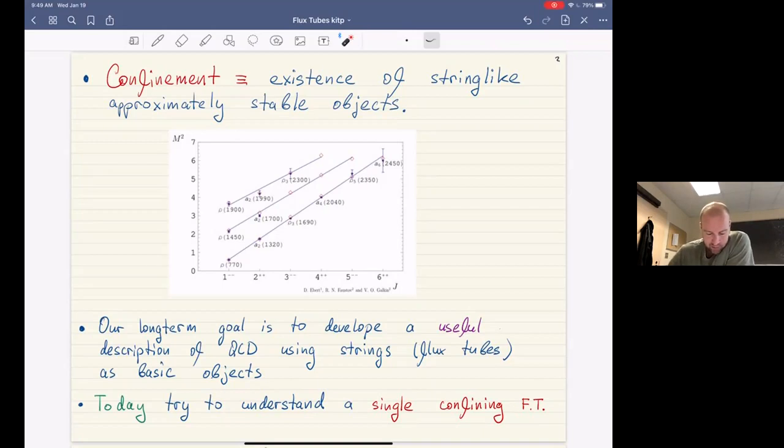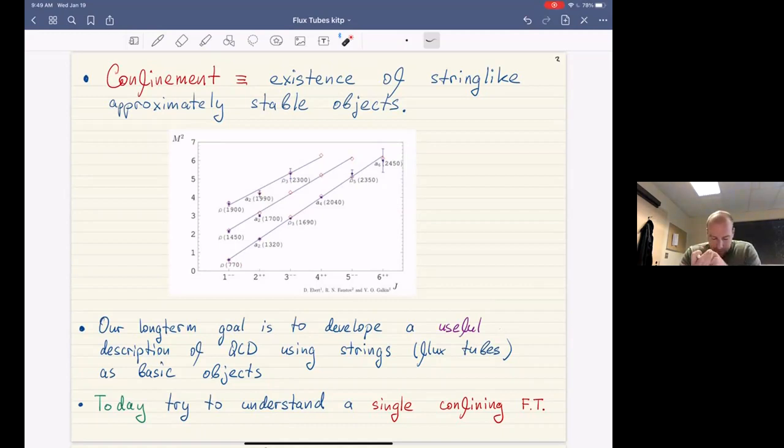at experimental plots of the meson spectrum, the famous M squared versus J plot, and we see that up to rather high spin, and actually somewhat surprisingly going all the way to relatively low spin, the Regge trajectories seem pretty flat, and that is of course most simply explained by an existence of a semi-classical rotating string. So our long-term goal is to develop some sort of useful description of QCD using strings or flux tubes as basic objects. But okay, we're not going to do it today.